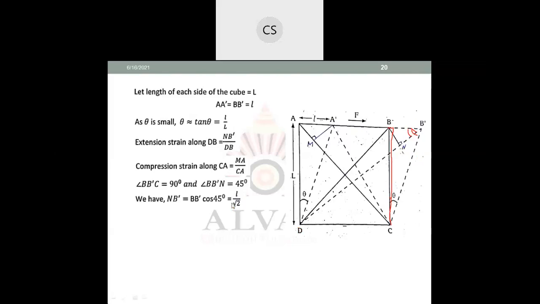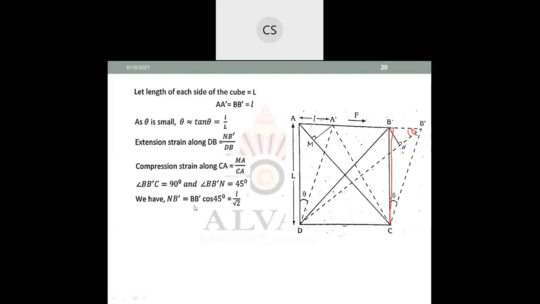So therefore we can write NB dash is equal to, using trigonometry. I am using trigonometry. Because this angle B N B dash is 90 degree, because it's a perpendicular drawn. BN is perpendicular to DB dash. So therefore, this angle is 90 degree. You have a triangle now. This is 90 degree. This is 45 degree. Corner of B dash is 45 degree. Corner of B is 45 degree. Corner of N is 90 degree. So this is a right angle triangle.